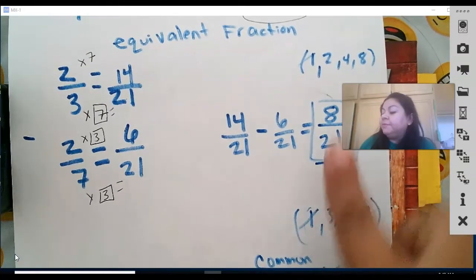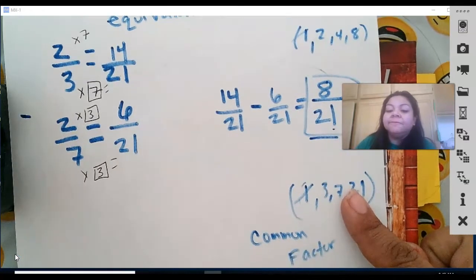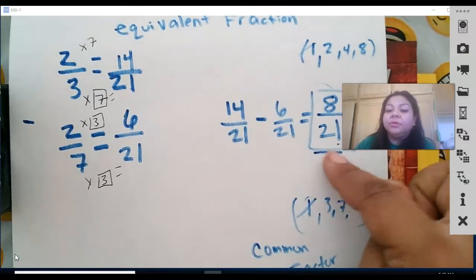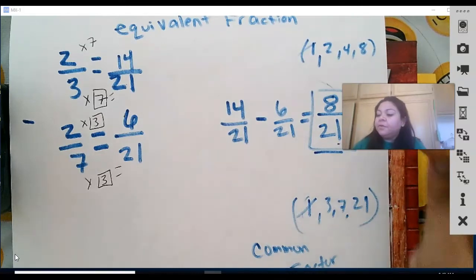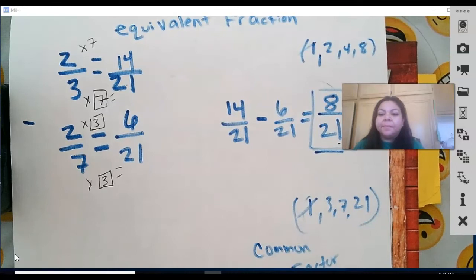But if I did have a common factor, then I would divide the numerator and the denominator by that common factor to find its simplest form. One of the tips that I gave you guys in class when we were covering this is that if both numbers are, for example, even numbers, then you can for sure divide both by 2. So you know that you can simplify it.